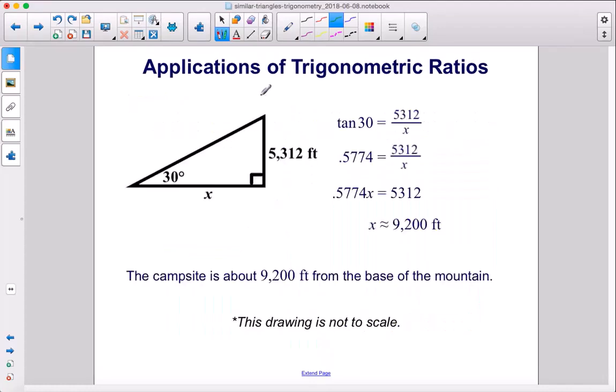So if we take away the pictures, we're left with just this diagram. So it's the mountain height plus 6 gives us 5,312 here. We have this angle, 30 degrees, and if we want opposite over adjacent, that's tan. SOHCAHTOA, so TOA is the end portion, tan is opposite over adjacent. So we have tan 30 equals 0.5774 equals 5,312 over x. Solve for x, and we get that the campsite is about 9,200 feet from the base of the mountain.